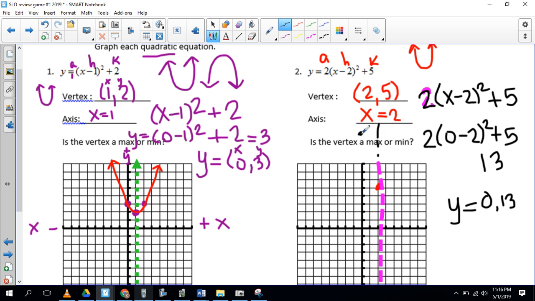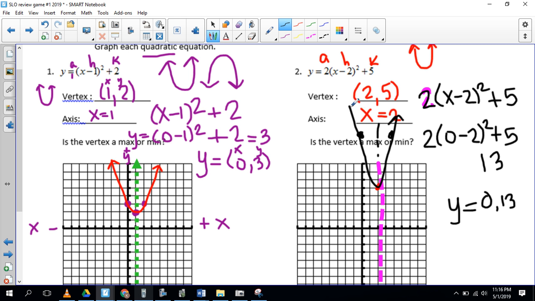So all we got to do now is count how many spaces away this dot is from this line. So it's 1 block, 2 blocks. So we got to mirror it, 1, 2, and we're going to go back up to where it was. And those are my 3 points here.